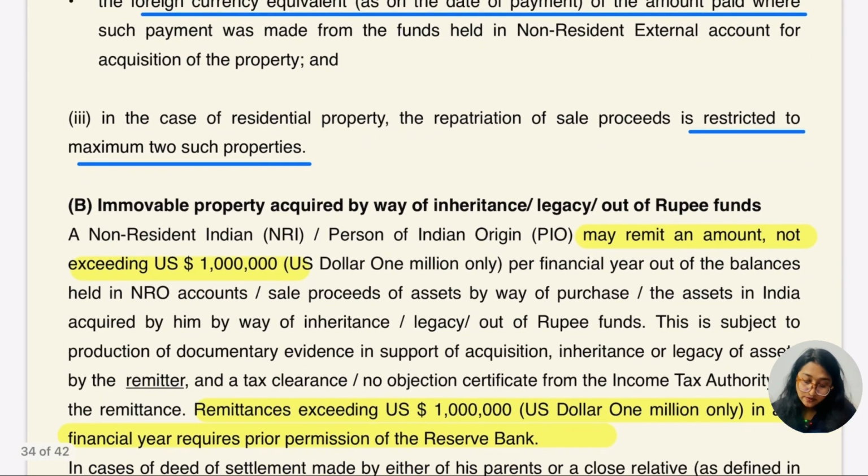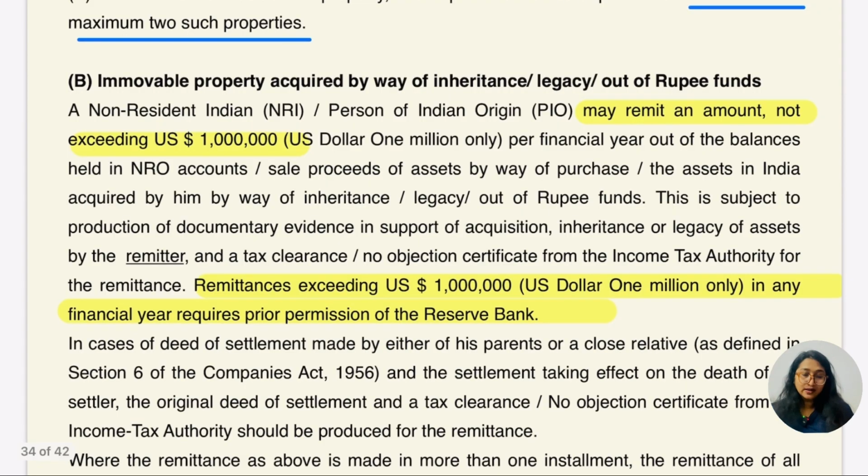Third, in case of residential property, the repatriation of the sale proceeds is restricted to a maximum of 2 such properties. They cannot go for more than that. Okay, the maximum limit is 2. Okay. Immovable property is the other point.